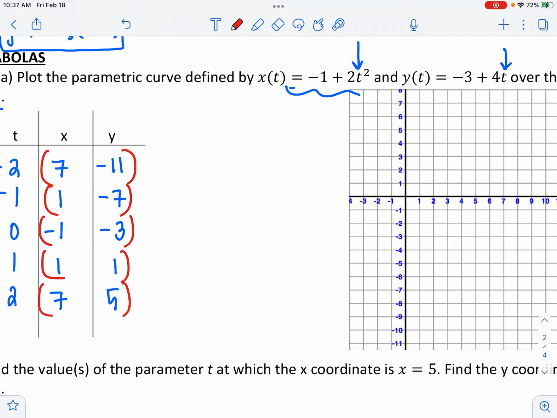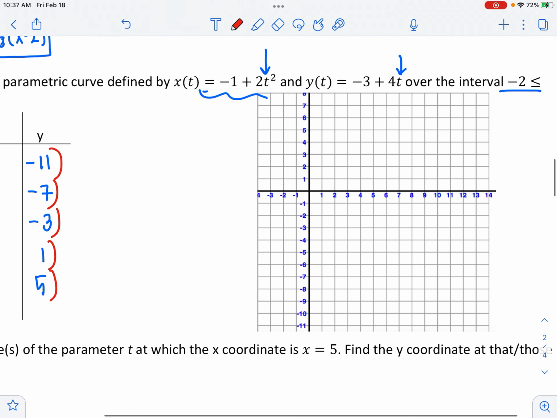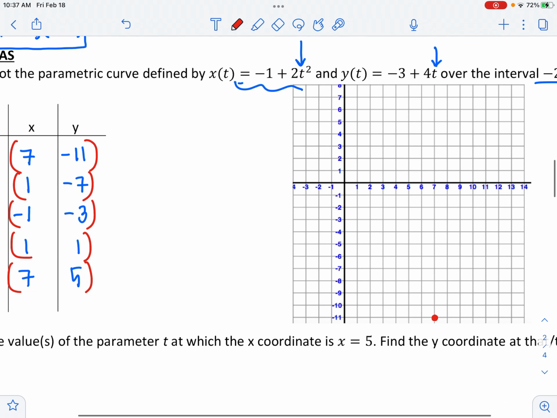All right, now if you look at your ordered pairs, you have 5 points to graph. We're going to start at (7, -11), right here. And then we have (1, -7), (-1, -3), (1, 1), and (7, 5).